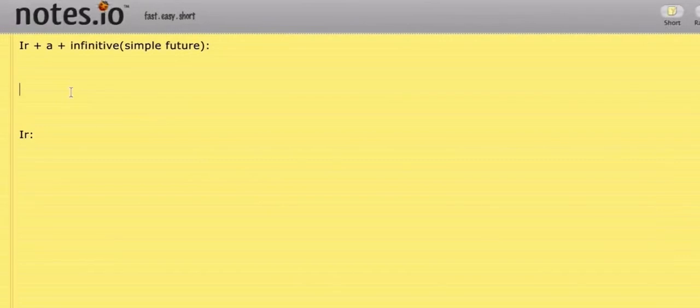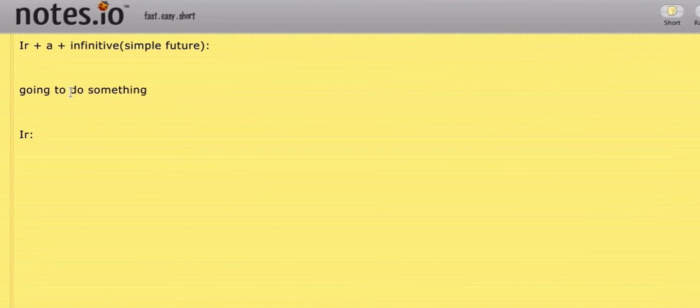In this video, we'll be going over ir plus a plus infinitive, also known as the simple future in Spanish. So first off, let's start off by basically translating exactly what it's implying. So anytime that I use ir plus a plus infinitive, essentially what it means is going to do something.